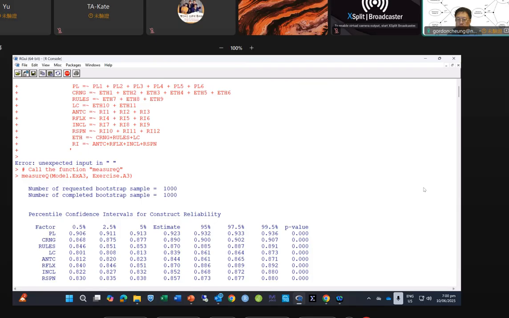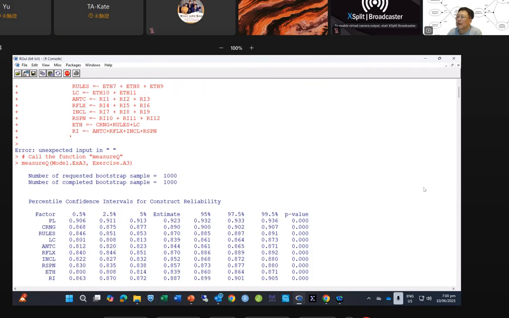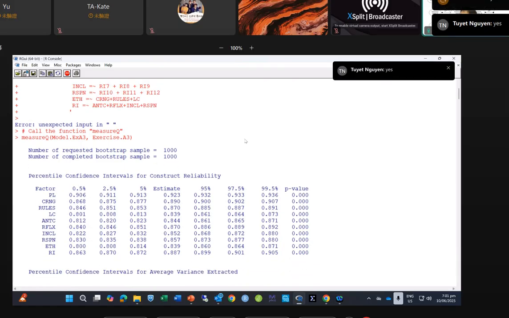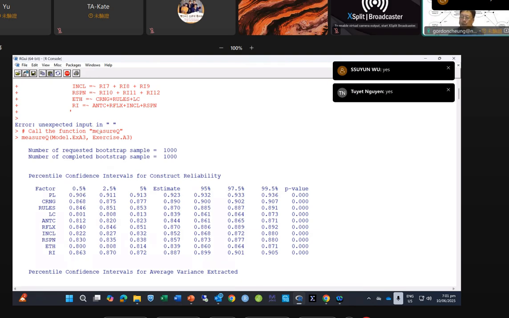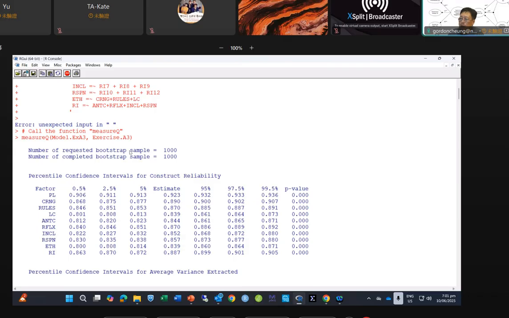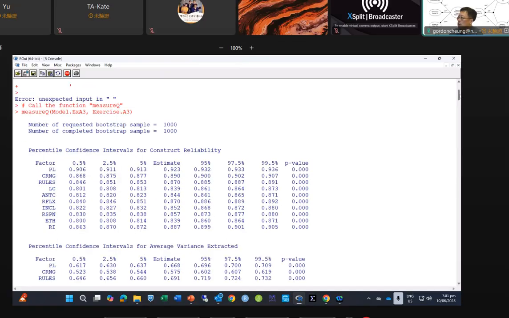You got your results? Yes. Although it says that there's an error message, unexpected input in quotation. Do you have this error message? No. Sometimes when I copy from my PowerPoint, I have this error message, but it doesn't matter. It won't affect your results. It is just because you copy and paste from the PowerPoint. Number of requests, the bootstrap sample is 1,000. Completed bootstrap sample is 1,000. So today is our lucky day.